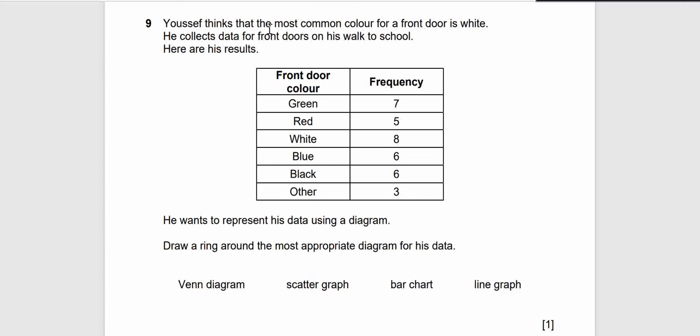Next, now we are in question 9. Hussein thinks that the most common color for a front door is white. He collects data from front doors on his walk to school. His result, front door color: green, red, white, blue, black, other. Frequency 7, 5, 8, 6, 6, 6, 3. He wants to represent his data using a diagram. Draw a ring around the most appropriate diagram for his data. Is it Venn diagram, scatter graph, bar chart, or line graph?